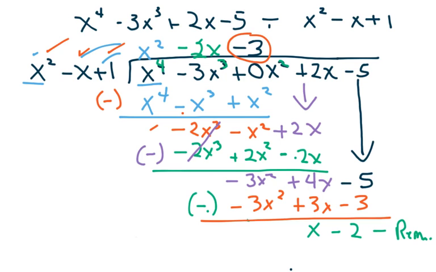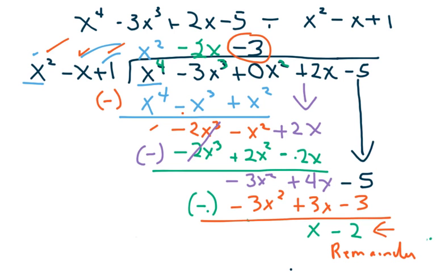And I'm running out of room. So this is your remainder here. This part here is your remainder. So the way you're going to write it is your answer is x squared minus 2x minus 3 plus x minus 2 over your divisor, which is x squared minus x plus 1. And then you're welcome to check. Okay? And that is your answer.